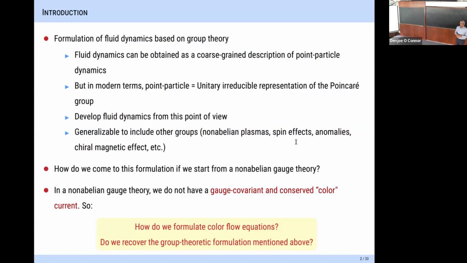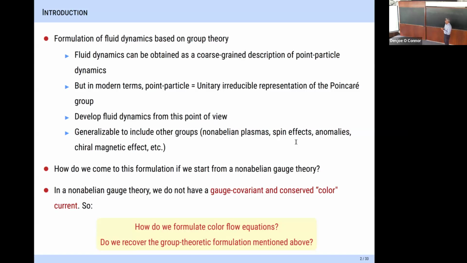But when you think about it in modern language, we realize that we don't talk about point particles in the sense of something that follows Newton's equations. A point particle is a unitary irreducible representation of the Poincaré group. It's the only way we know how to define what we mean by a point particle in modern language. So if that's the case, can we develop fluid dynamics from this point of view? That's basically what I'm going to talk to you about.